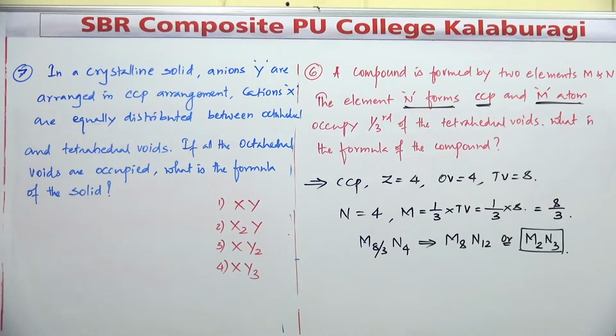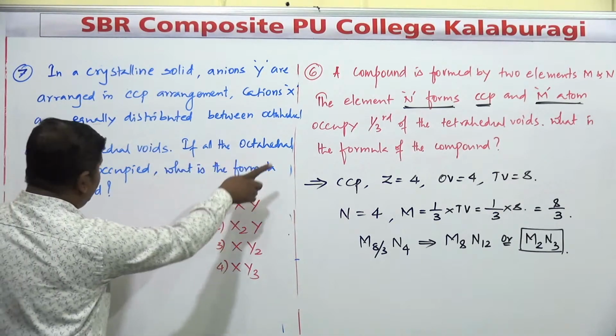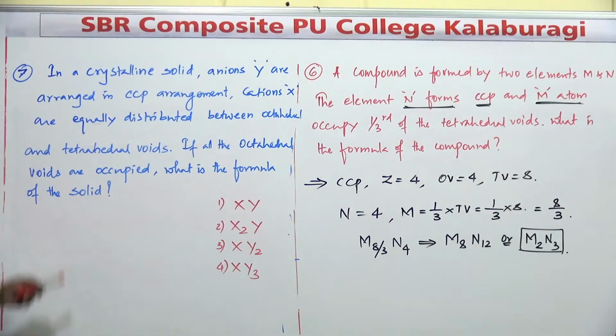In a crystalline solid, anions Y are arranged in CCP arrangement. Cations X are equally distributed between octahedral and tetrahedral voids. If all the octahedral voids are occupied, then what is the formula of this solid? Total formula of this solid. Make it fast. Try to find out the answer. XY, X2Y, or XY2, or XY3.